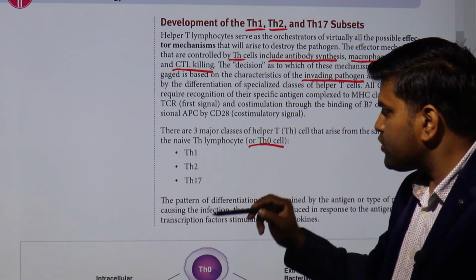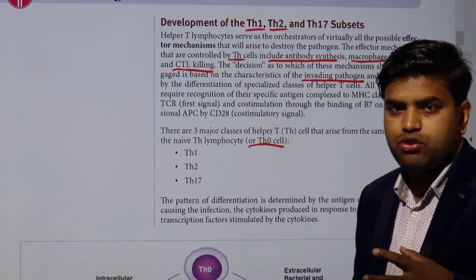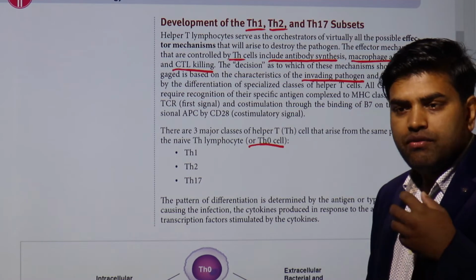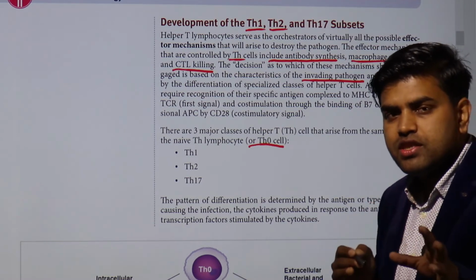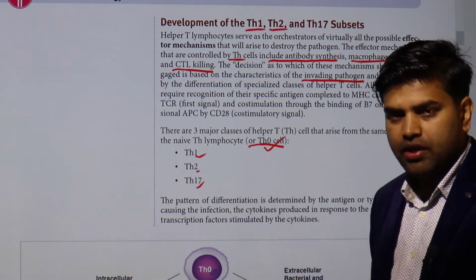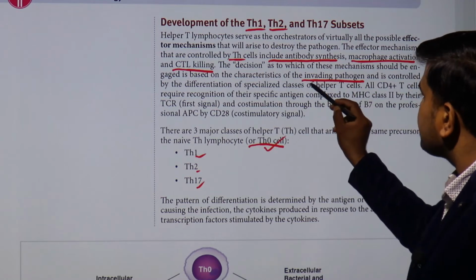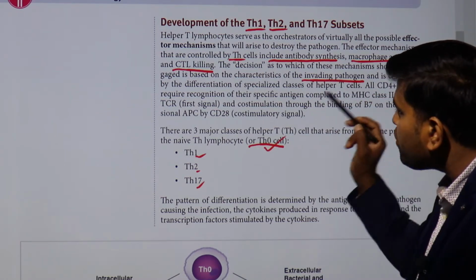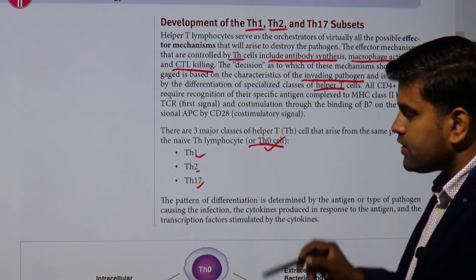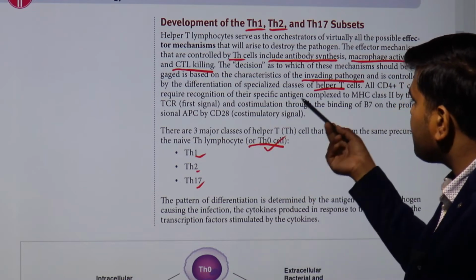It will be Th1, Th2 or Th17. It depends upon the pathogen that is present, intracellularly or extracellularly. The nature of the pathogen will lead to the proliferation, or say differentiation, of this Th0 into Th1 or Th2 or Th17. So this depends entirely on the characteristics of the invading pathogen, and is controlled by the differentiation of the specialized class of the helper T cell.